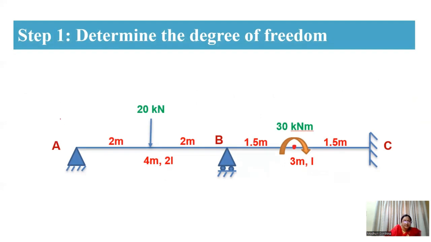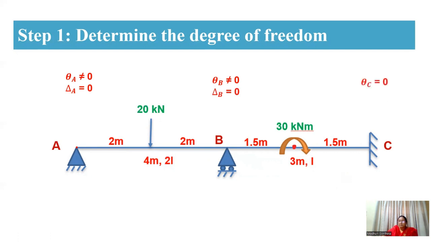Here you can see that at A support, it is a hinge support. B also is a roller support, and at C, it is a fixed support. Therefore, at A support, you have a rotation, but you don't have any translation. Similarly, at B support also, you have a rotation, but you don't have any translation.